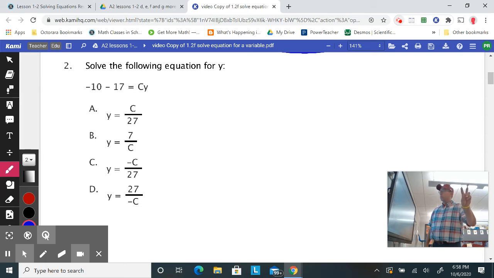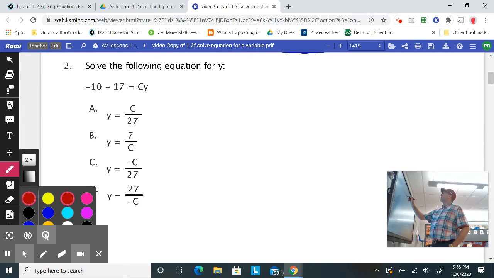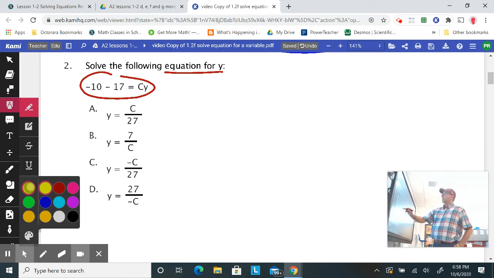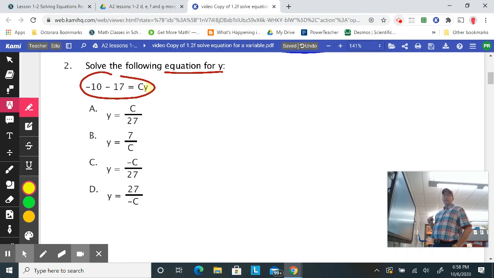All right, in number two, I'm going to use some red this time. Here's the equation. We're supposed to solve it for y again. Looks like most of these we're solving for y, and y is only on one side. That makes it nice.